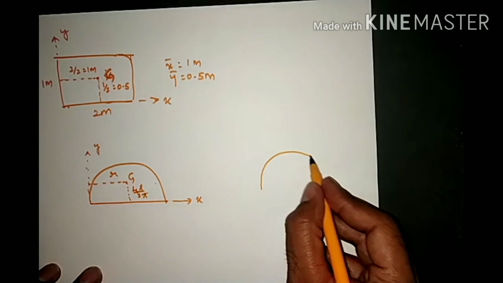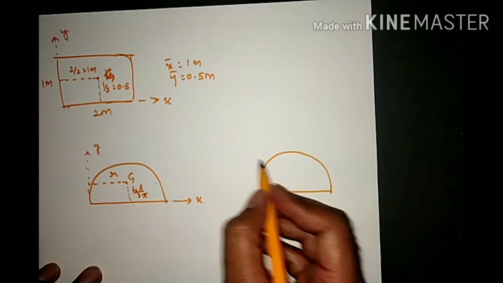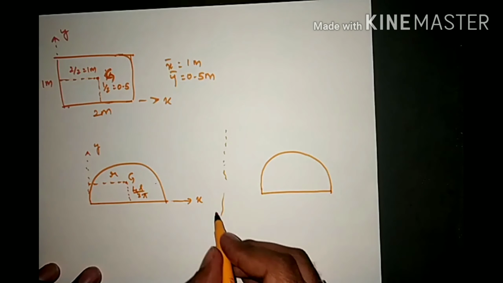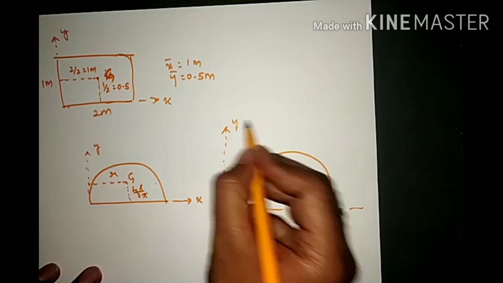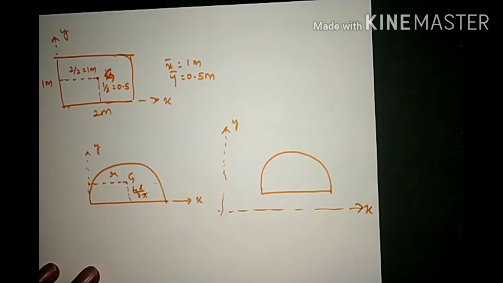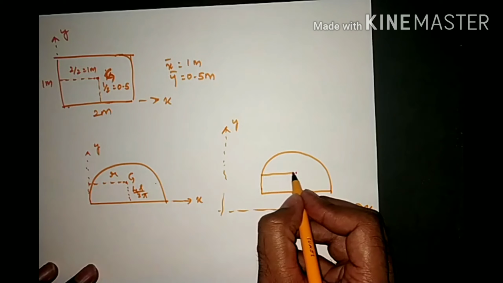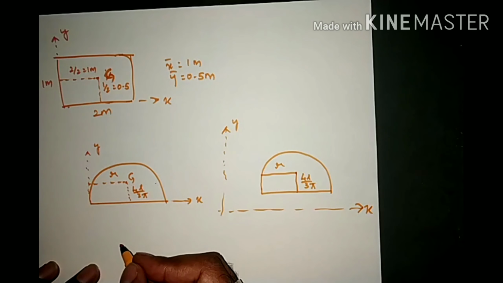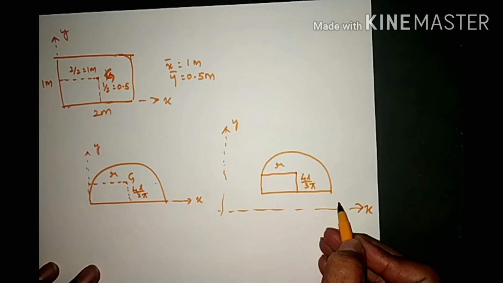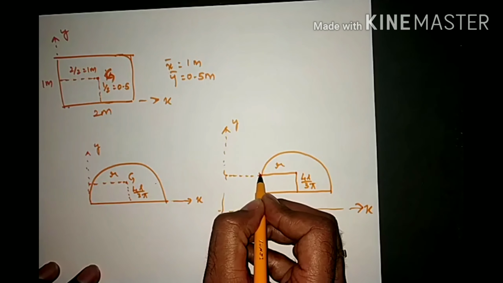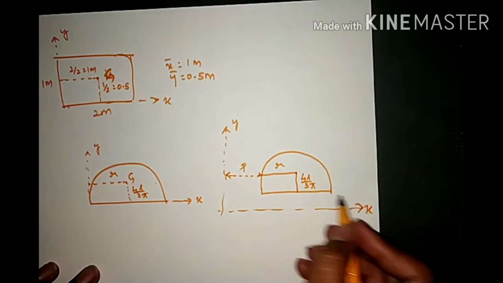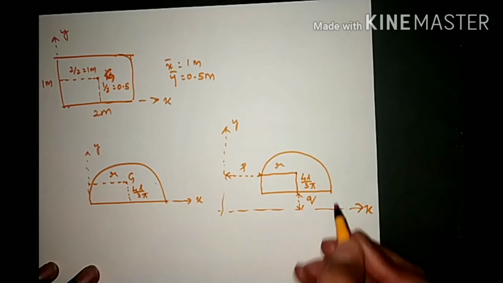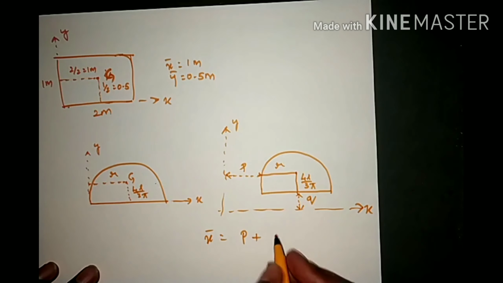And what if this semicircle is at a distance of some meters like this, and this is your reference axis, x and y. Now remember, this is r or d by 2 and this is 4r by 3 pi, but you need the centroidal distance with respect to some reference axis, right? So you have to add this particular distance, let's say P, and this particular distance, let's say Q. Now X bar will be P plus r, and Y bar will be Q plus 4r by 3 pi.